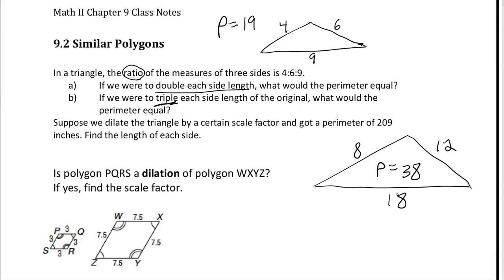If we were to triple each side length, what would the perimeter equal? Well, it would be 3 times the original.